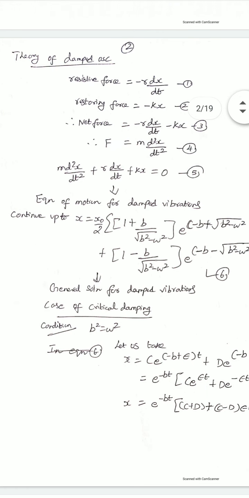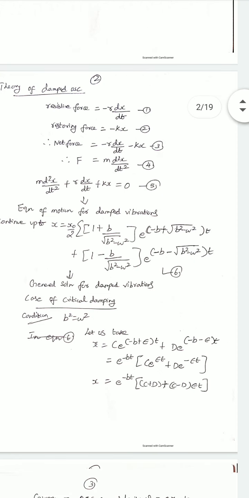Then one more question is regarding the case of critical damping. For the critical damping condition, we know b square equals omega square. This condition you are supposed to write, where b is the damping constant, which is equal to the natural frequency of the body. So this is the condition for critical damping, and then you are supposed to write the derivation part also.